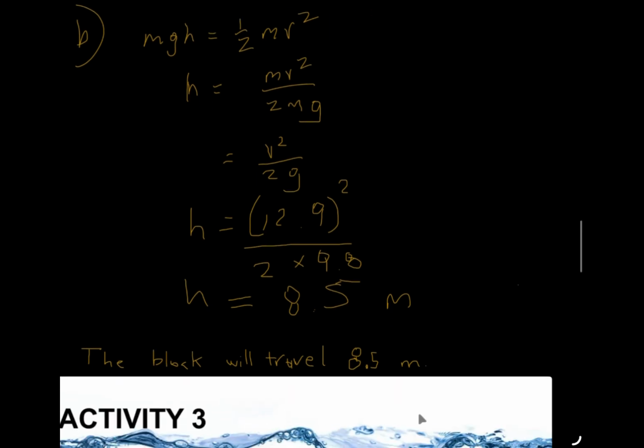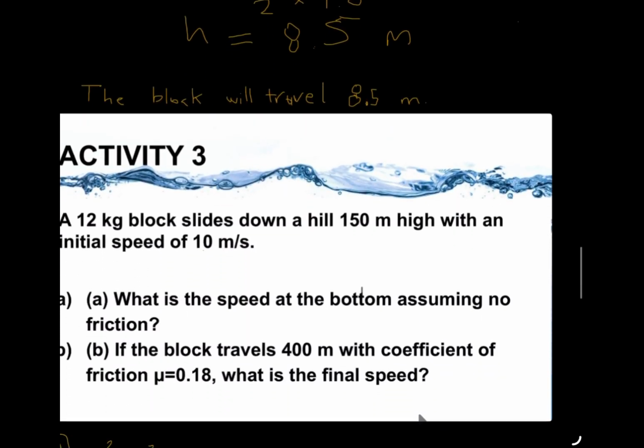Let's look at the third example. Activity 3. A 12 kilogram block slides down a hill, 150 meter vertical height, with an initial speed of 10 meters per second. So notice here, this one begins with an initial speed, whereas the others started from rest. It says, what is the speed at the bottom, assuming there's no friction?